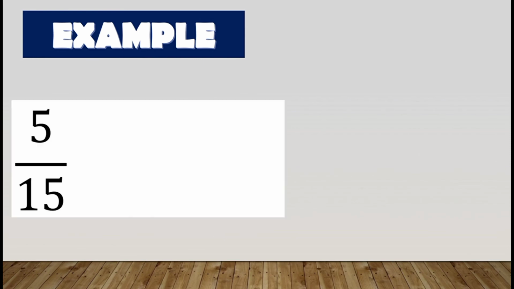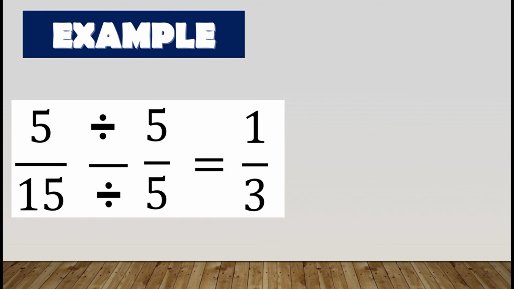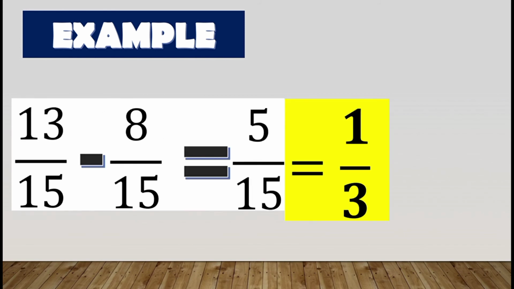So we will look for the greatest common factor. We need to divide both sides by 5. 5 divided by 5, that is 1. 15 divided by 5, that is 3. 5 over 15 is equal to 1/3.